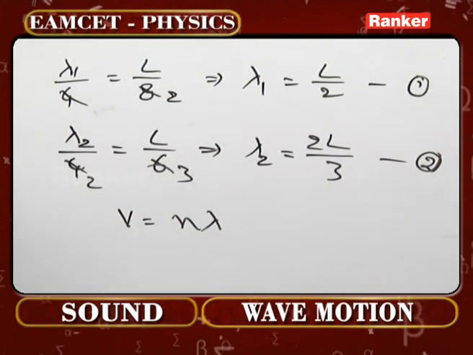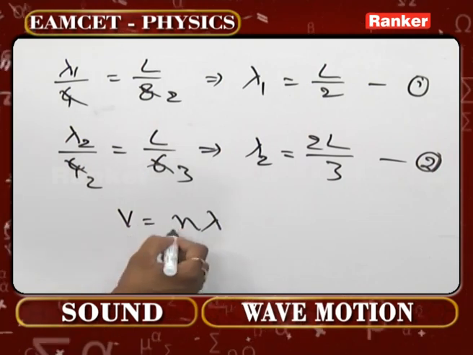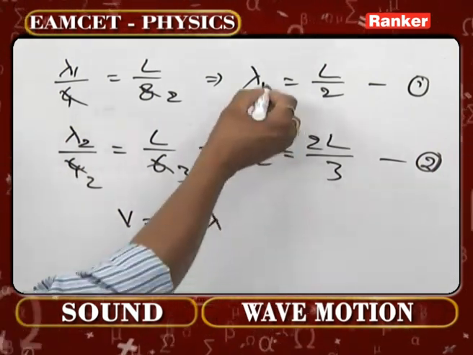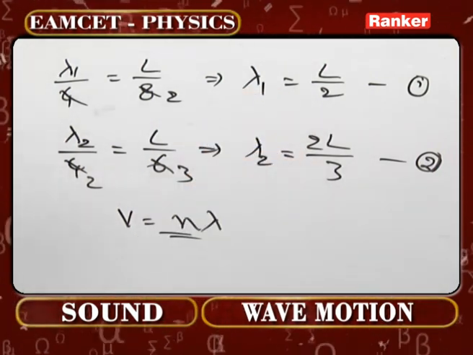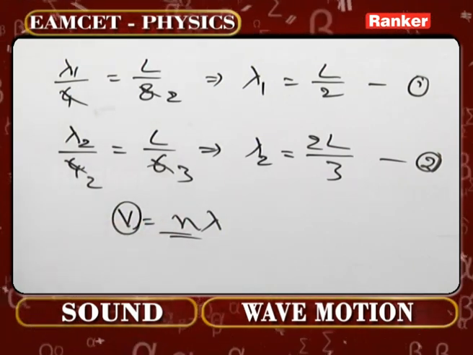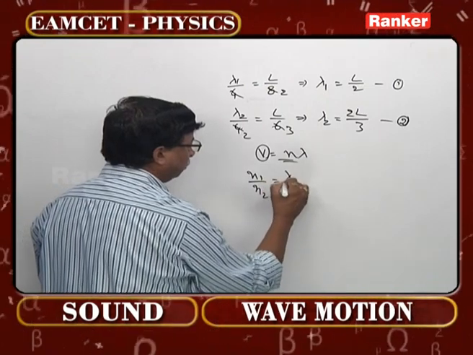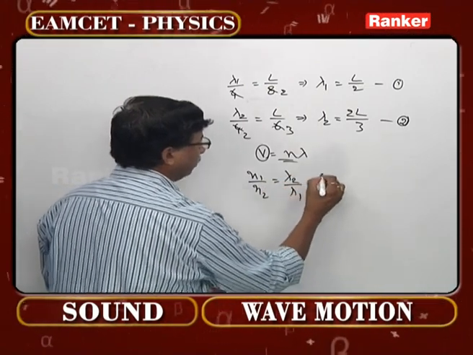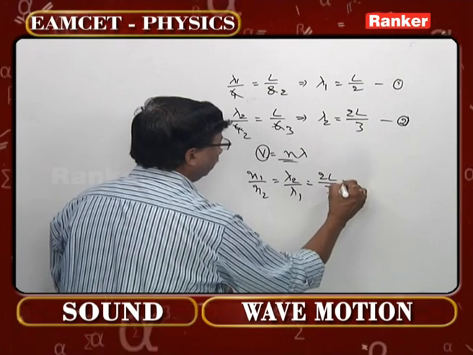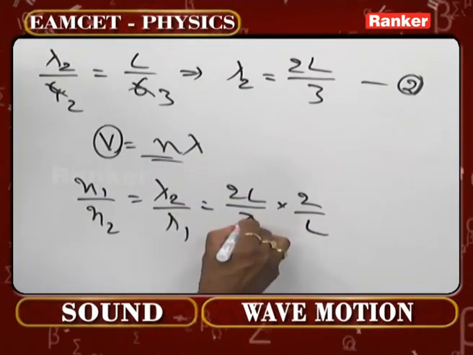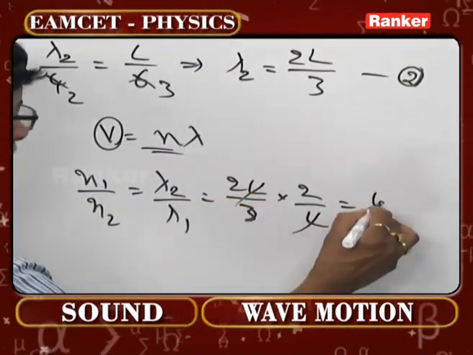That is the concept. Now where from you people can get directly V is equal to N lambda, lambda 1 and lambda 2 are given over here. We can understand that velocity must be constant. So N1 by N2 must be equal to lambda 2 by lambda 1. That is 2L by 3 into 2 by L. You can write this one 4 by 3.